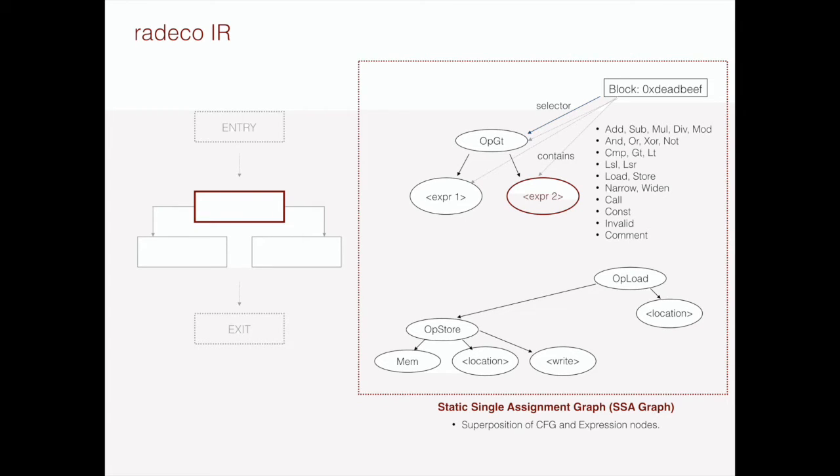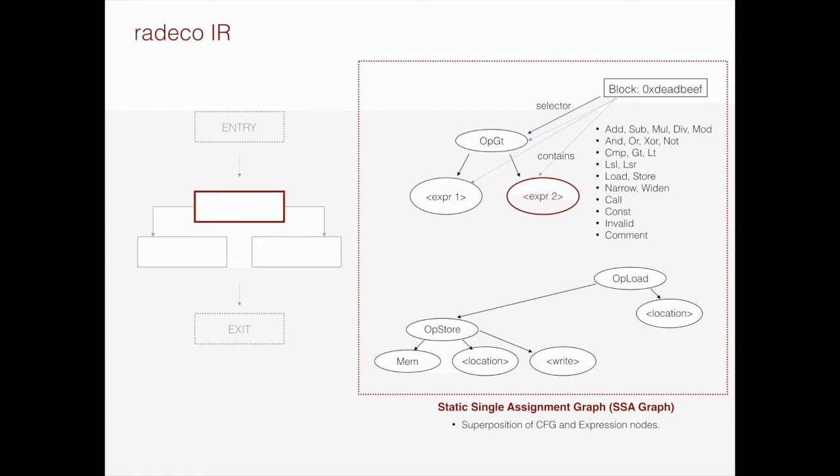Now, radeco IR supports coarse-grained memory SSA, meaning that any modification to the memory generates a new instance of memory. It does not keep track of where the memory write is. So memory is treated as immutable. Every store operation you perform is going to generate a new instance of memory, which is later going to be used for loads and stores.